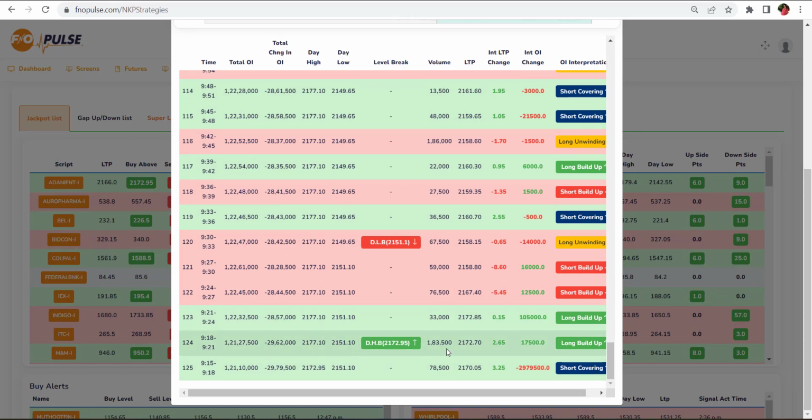The first 3 minutes candle is short covering. The second 3 minutes candle is long build-up. The long build-up happened at the entry level of buy 2172. You can see here, in the morning from 8:18 a.m. to 9:21 a.m., the last traded price was 2172.